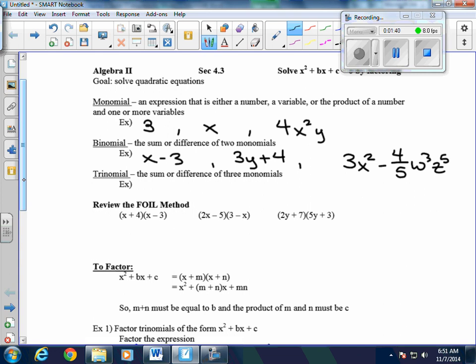And then a trinomial obviously is the sum or difference of three monomials. So most commonly, we're going to look at something like x squared plus 2x plus 7. So we're just going to have three terms now.